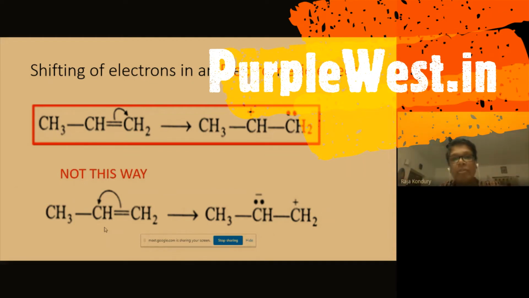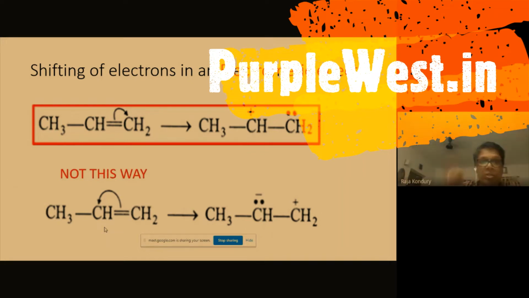So you have to be careful. Even if there is no substituent, you should know which direction electrons can move. When you have NO2 or NH2, you know how to move. But even if you don't have them, you should know which direction the electrons would move.